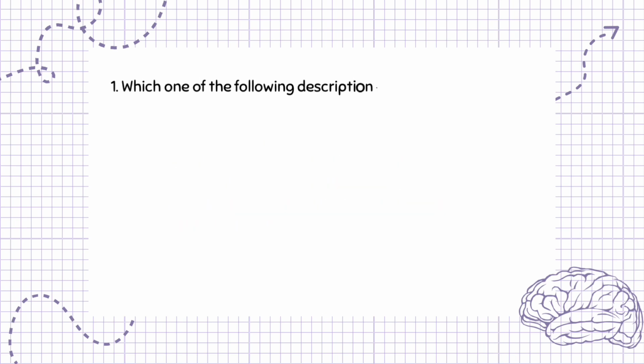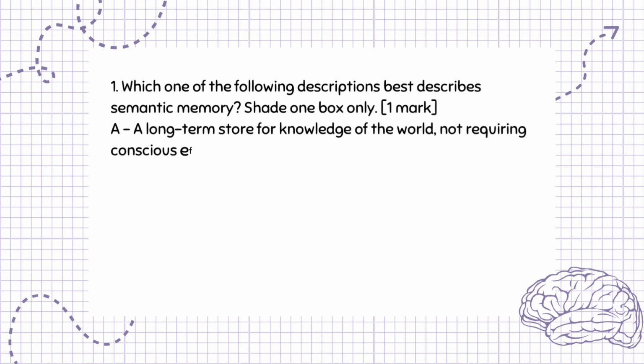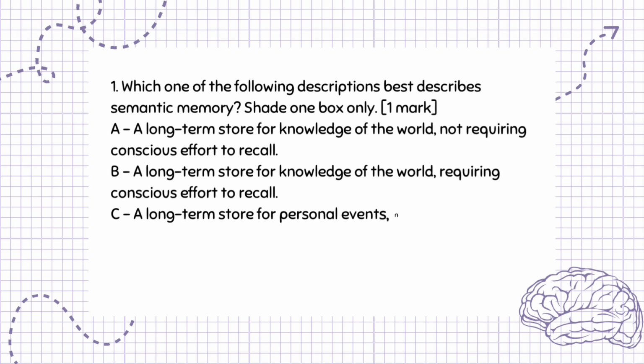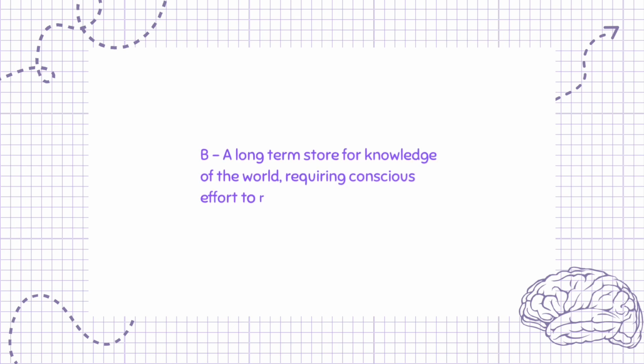Which one of the following descriptions best describes semantic memory? Shade 1 box only. 1 mark. A. A long-term store for knowledge of the world, not requiring conscious effort to recall. B. A long-term store for knowledge of the world, requiring conscious effort to recall. C. A long-term store for personal events, not requiring conscious effort to recall. D. A long-term store for personal events, requiring conscious effort to recall. The answer is B.